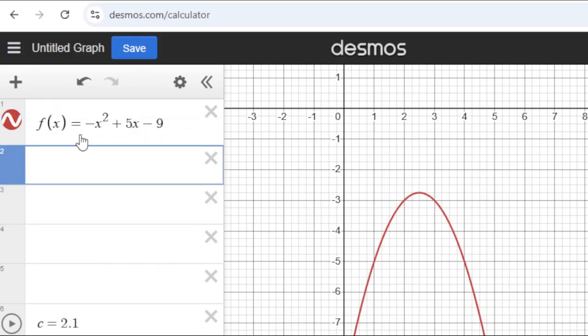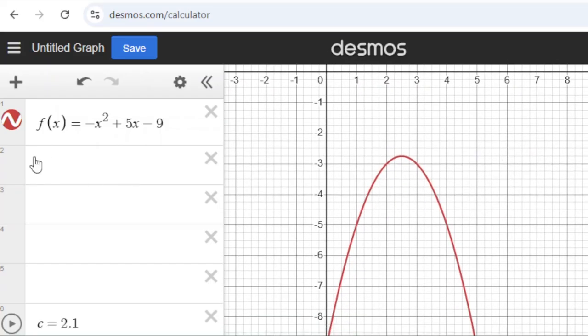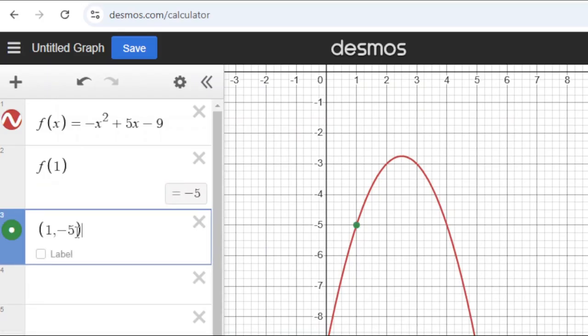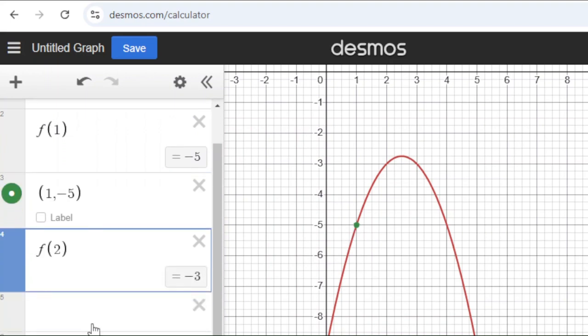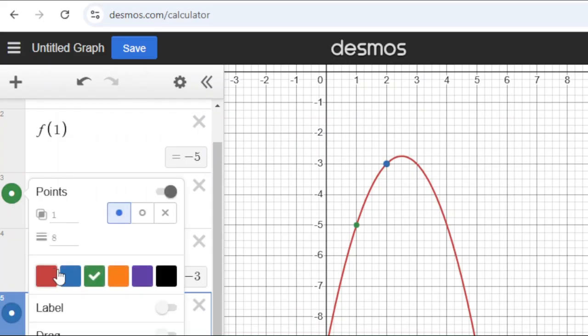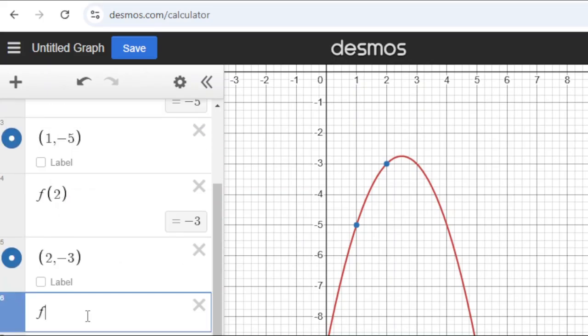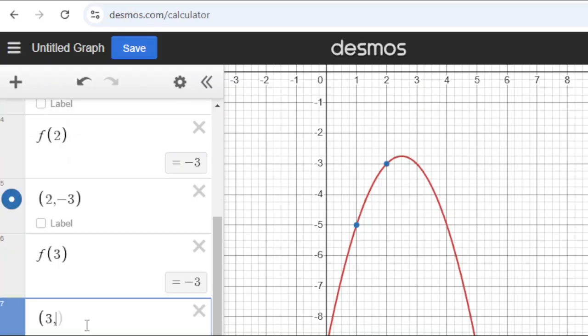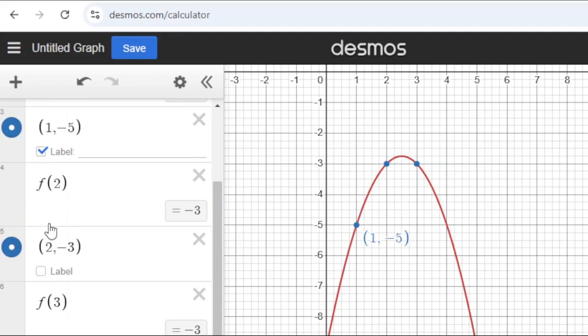So here we are in Desmos. We have f of x equals, well, this is our function. Notice it's a parabola. And notice, by the way, that f of 1 is -5. So what that really means is that the point 1 comma -5 is on the graph, and you see it right there. F of 2 is -3, and so the point 2 comma -3 is on the graph. And f of 3 is -3. So 3 comma -3 is on the graph. And let me label each of those points.